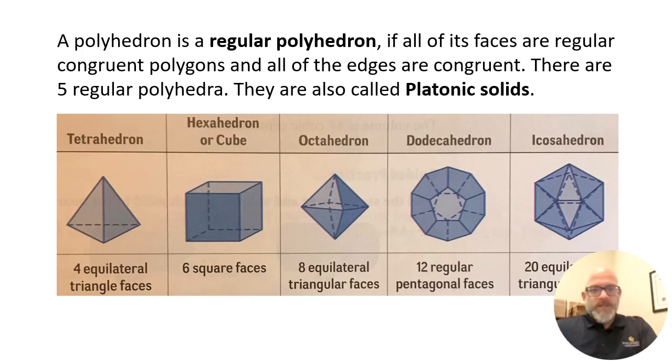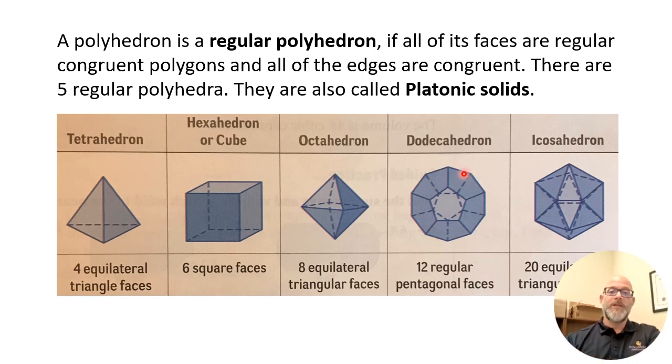A polyhedron is a regular polyhedron if all of its faces are regular, congruent polygons and all of the edges are congruent. There are 5 regular polyhedra. They are also called Platonic solids. All right, what makes a polyhedron a regular polyhedron? What do you think?